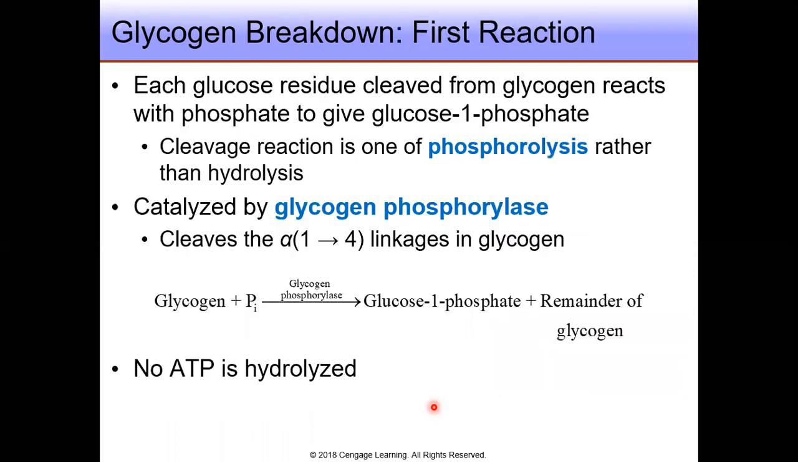Now, three reactions play roles in the conversion of glycogen to glucose 6-phosphate. In the first reaction, notice that each glucose residue cleaved from glycogen reacts with phosphate to give glucose 1-phosphate, as you can see here. This cleavage reaction is known as phosphorolysis rather than hydrolysis, catalyzed by an enzyme called glycogen phosphorylase. As you can see here, no ATP is hydrolyzed here.